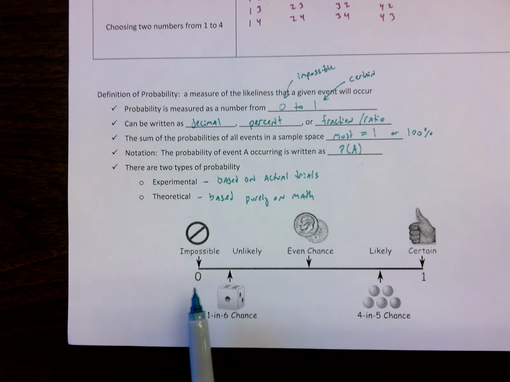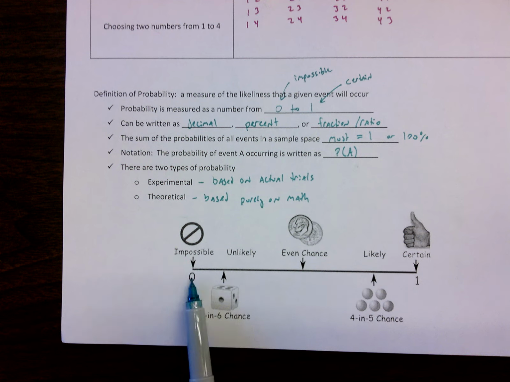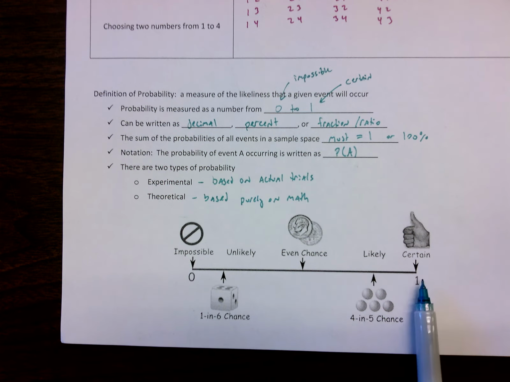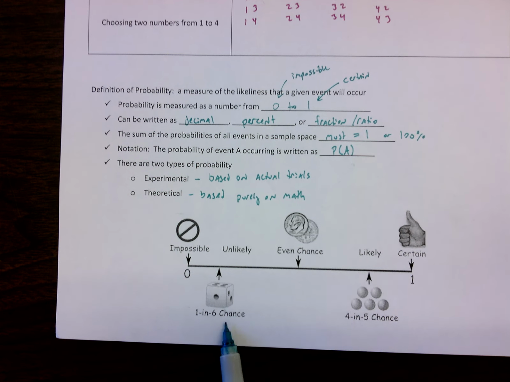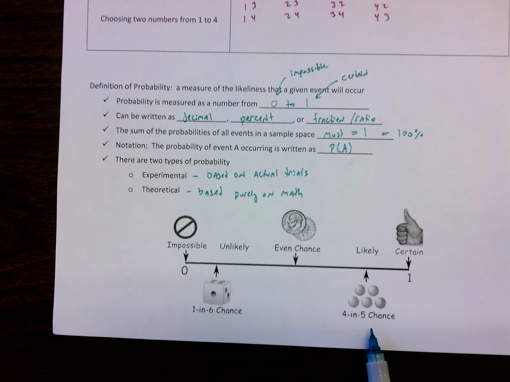And this down here is an illustration of this 0 to 1 idea. A 0 probability means it's impossible, 1 means it's certain. Halfway between would be an even chance. Down here would be unlikely, so a 1 in 6 chance is unlikely, and a 4 in 5 chance of something happening would be considered a likely event. So that's just the basics of probability. Nothing too hard or earth-shattering.